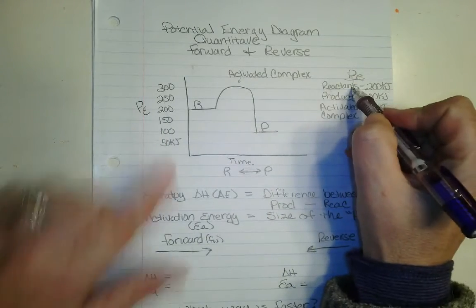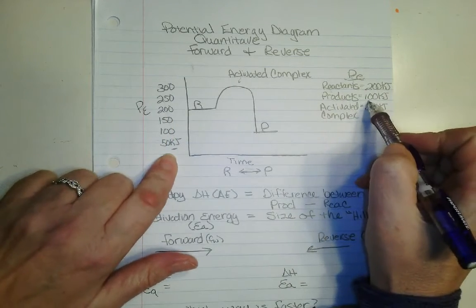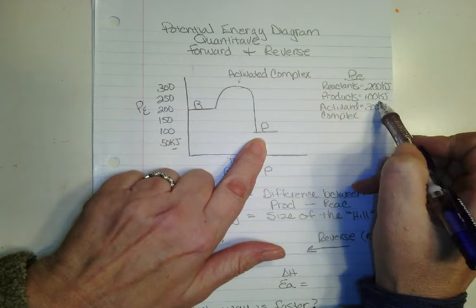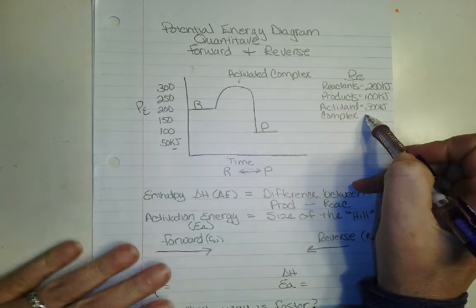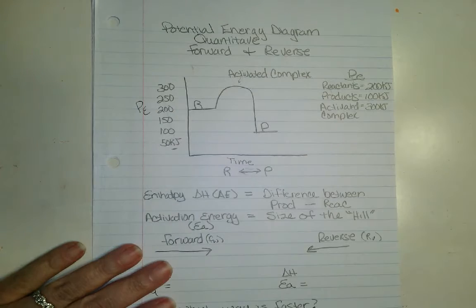Okay, so it doesn't matter which way we look at it, forward or reverse, our potential energy of our reactants is 200 kilojoules. I have kilojoules down here. Our products are at 100 kilojoules, and our activated complex has a potential energy of 300 kilojoules.